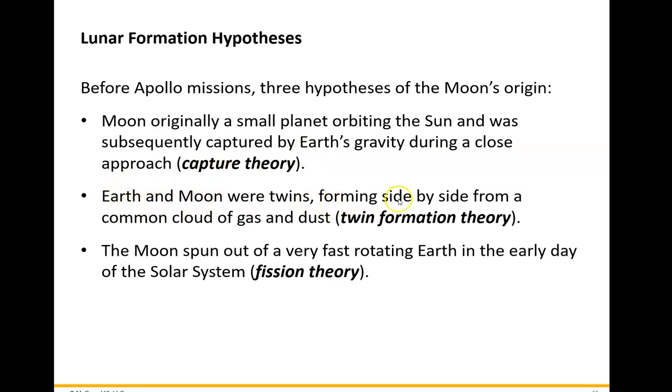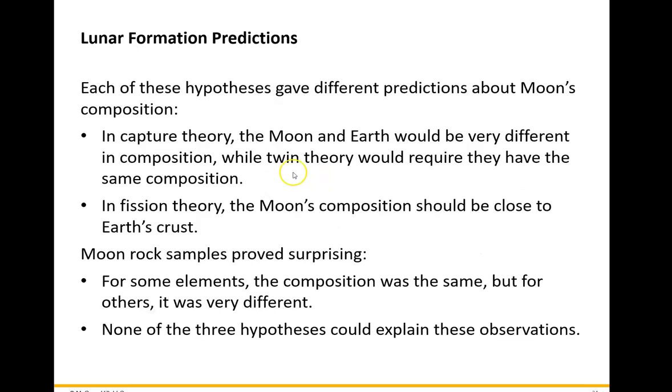The Earth and the Moon are twins formed side by side. This is called the twin formation theory. That the same cloud of material that made the Earth also made the Moon, so that they would be identical. And then there's this other one called the fission theory, that the Moon spun out very fast from a rotating Earth in the early days of the solar system. All right. So the results of each of these tells us something about the makeup of the rocks on the moon.